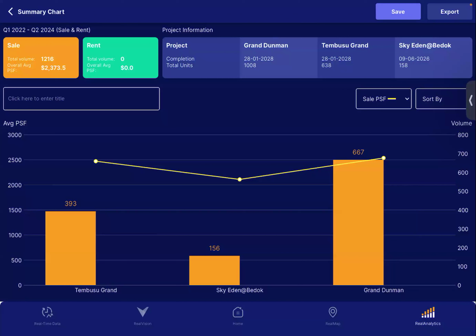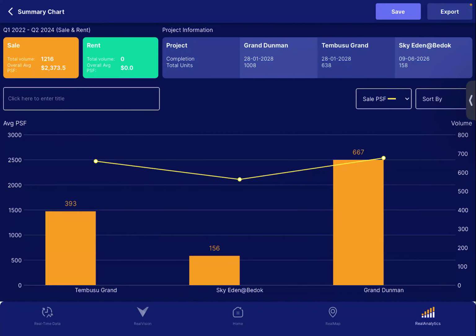The yellow line is the average PSF. You click on it, you can see Tembusu Grand selling for 2,472 PSF on average. This one is a bit more affordable, 2,001. This one is also around 2,005. So it gives you a complete picture of the 3 projects side by side: average PSF and amount of transactions. If there's any rental, there'll also be the amount of rental transactions inside.